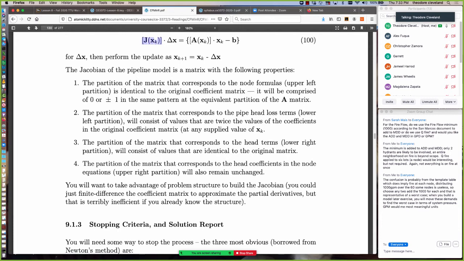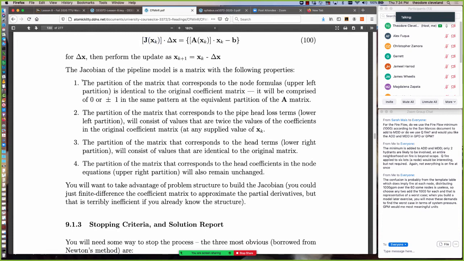The partition in the matrix that corresponds to the pipe head loss terms, the lower left partition, will consist of values that are twice the values of the coefficient in the original coefficient matrix. The partition that corresponds to the head terms, the lower right partition, is identical to the original matrix, and the partition that corresponds to the head coefficients in the node equations is identical to the original matrix. That's a pretty huge simplification.